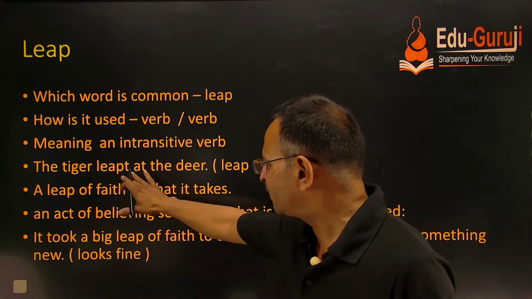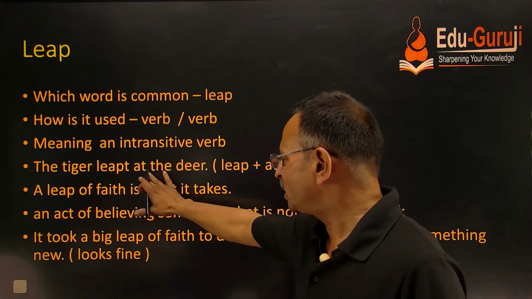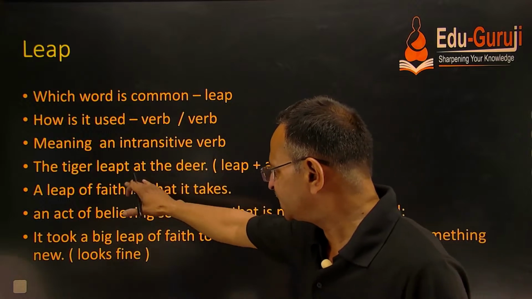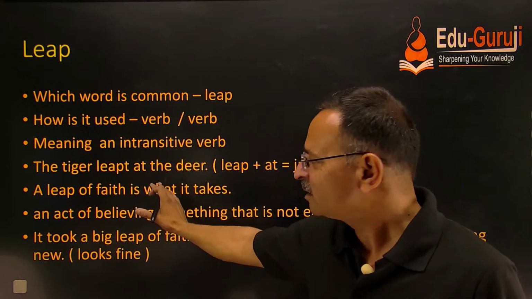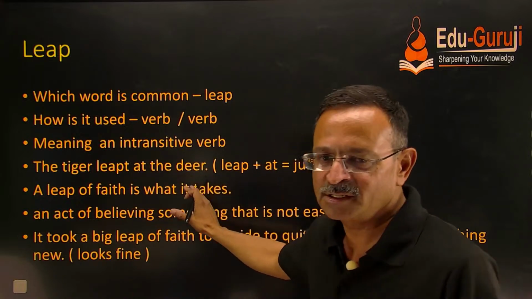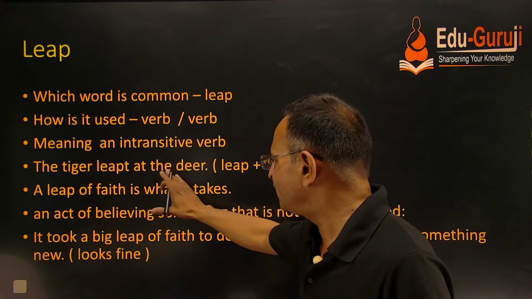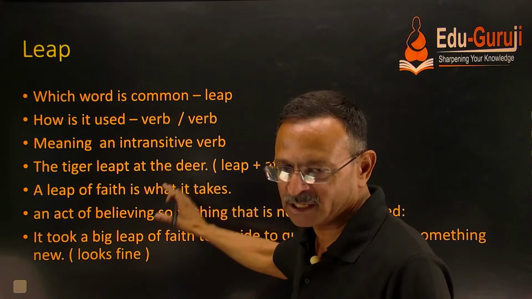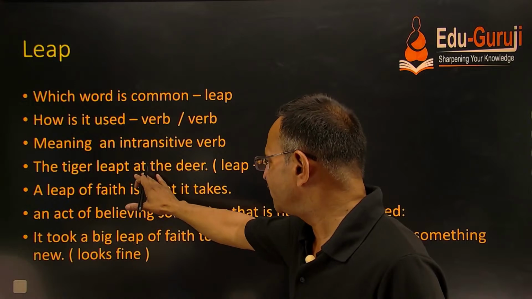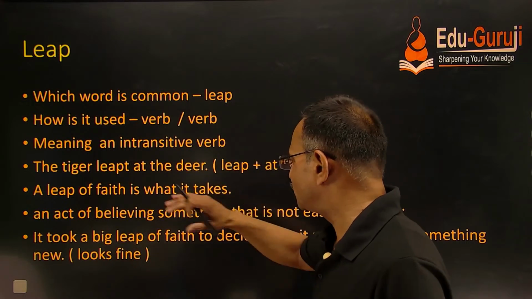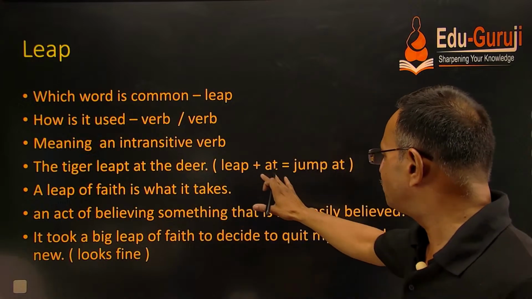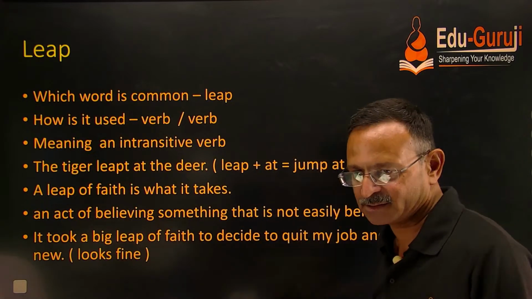So when you say the tiger leaped at the deer, at the deer is a prepositional phrase which has come after the verb leaped. Therefore we do not have an object here. What we have is what we call an adverbial. It answers: where did the tiger leap? He leaped at the deer. So you can see leap plus at means jump at.